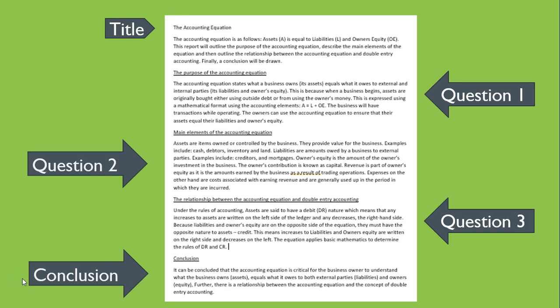The student leaves a line and then starts with question 1. You can see the subheading, the purpose of the accounting equation, and the answer to question 1. Next is question 2. The student leaves the line, writes a subheading for question 2, and then answers the question, leaves a line, and then is ready for question 3. The subheading for question 3 is the relationship between the accounting equation and double entry accounting, and then the student has answered the question. The student leaves a line and then writes a conclusion.